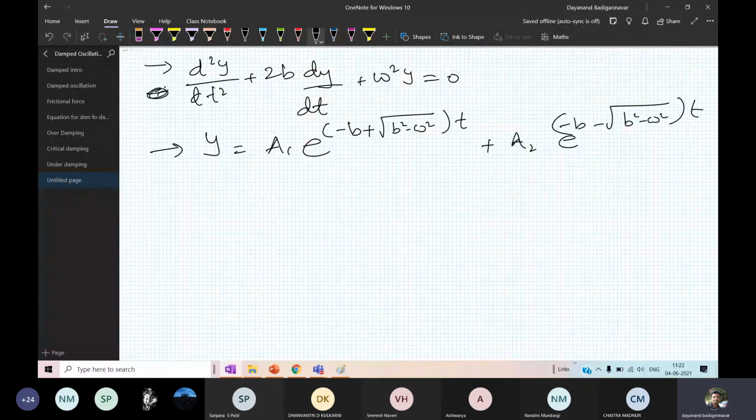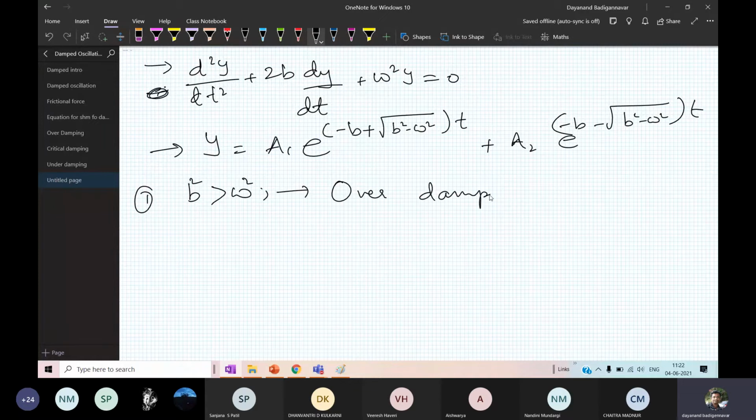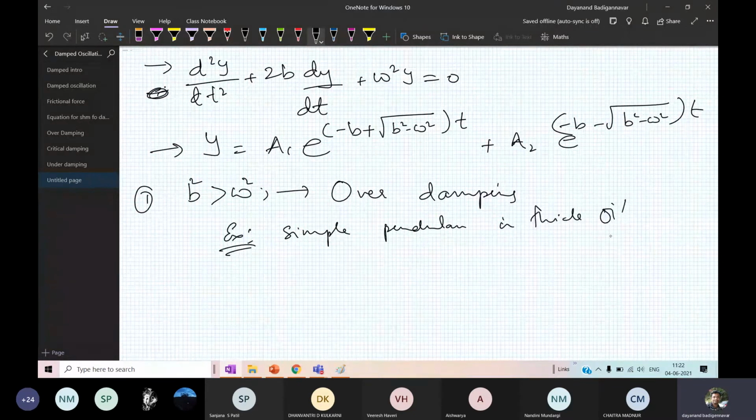After that, we did the first case. When b square is greater than omega square, it is called over damping. The example of over damping is a simple pendulum in thick coil. The nature of the graph is like this. This is the amplitude y versus t, displacement versus t.